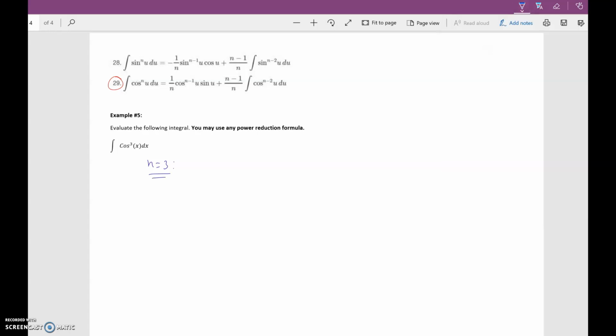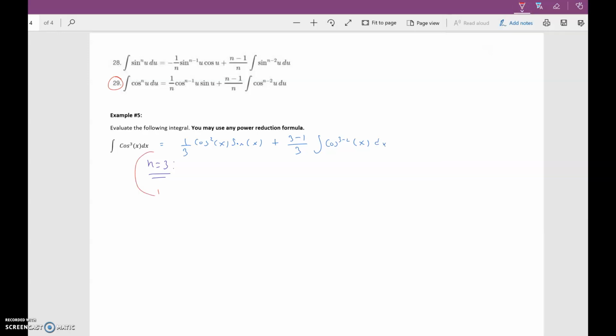And this integral is going to reduce to 1 over n. So in this case, 1/3 of the cosine to the n minus 1, which gives us a squared here, with a sine of x, plus n minus 1, so in this case 3 minus 1 over 3, integral of cosine to the n minus 2, so in this case 3 minus 2, of x dx.